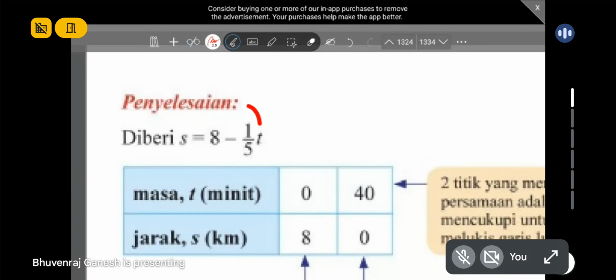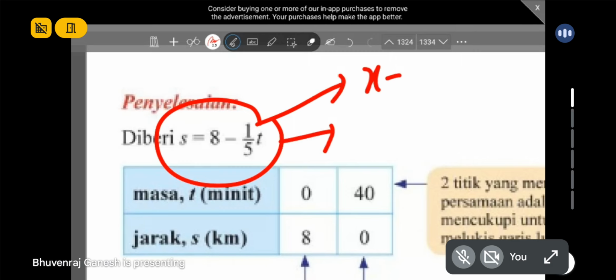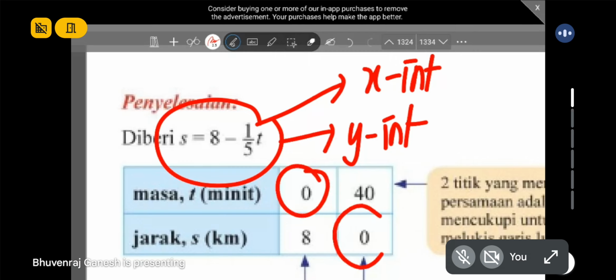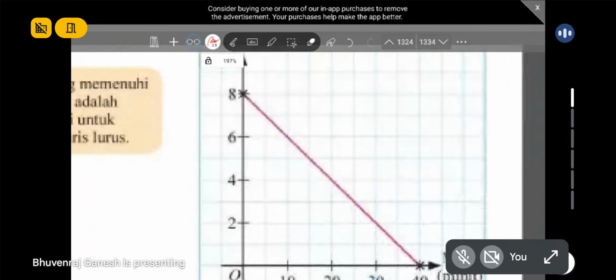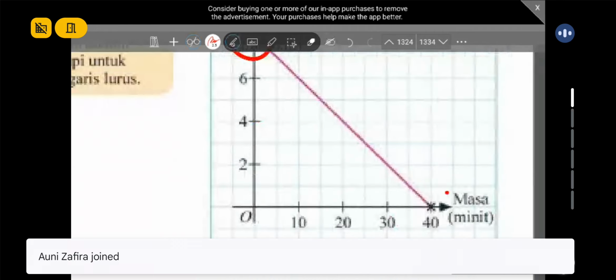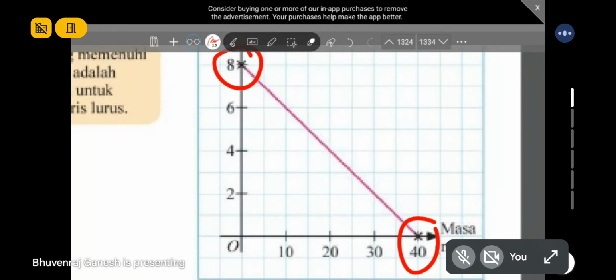Okay, so guys, whenever you have an equation, right? When you want to find coordinates, always find the x-intercept and y-intercept. This is the easiest. You find the x-intercept and the y-intercept. Meaning, x equals 0 and y equals 0. Okay, you just make the assumption x equals 0 and y equals 0. That's all. Then you can get your answer. Then you guys just plot. Okay, your coordinates are (0, 8) and (40, 0). Straight line. Okay, just a straight line.